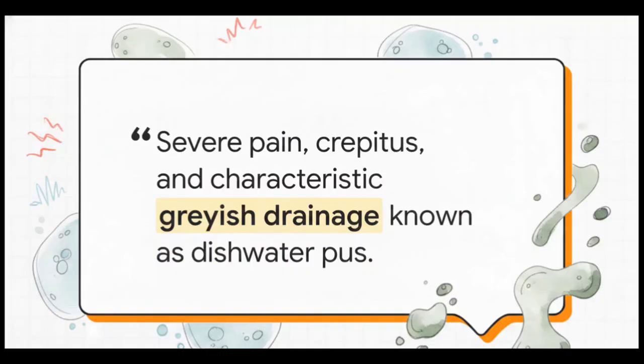Now, what's really interesting about this next point is the diagnosis. It relies on very distinct visceral clinical signs: severe pain, crepitus, which is this terrifying crackling feeling right under the skin caused by gas-producing bacteria, and a highly specific, characteristic grayish drainage famously known in the surgical world as dishwater pus. That specific visual and textural presentation is an absolute massive red flag.